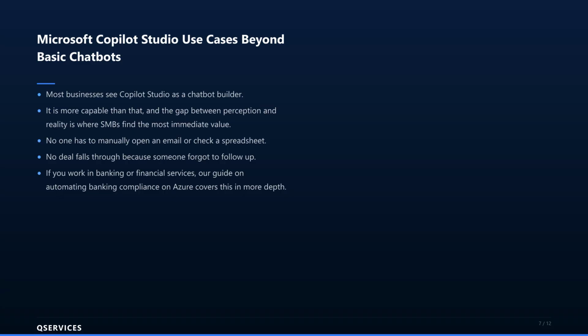The common thread: the agent completes a goal across multiple systems and multiple steps. That is what separates a real automation agent from a chatbot that answers questions.